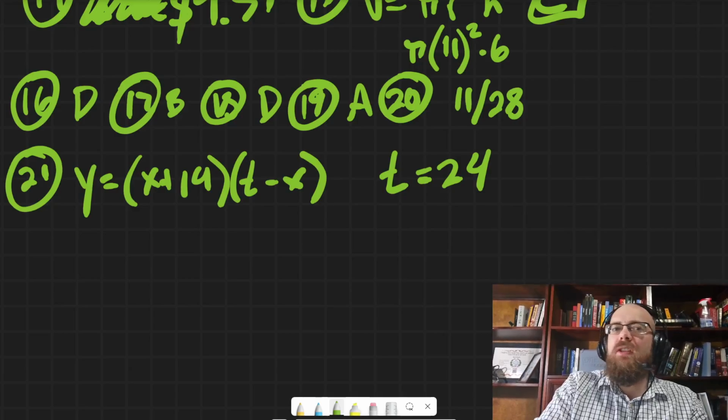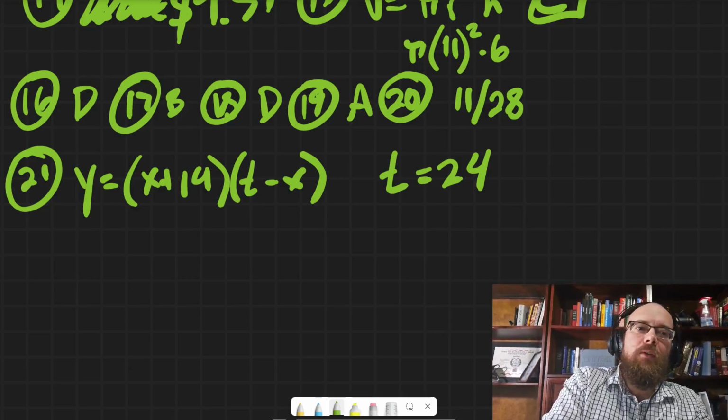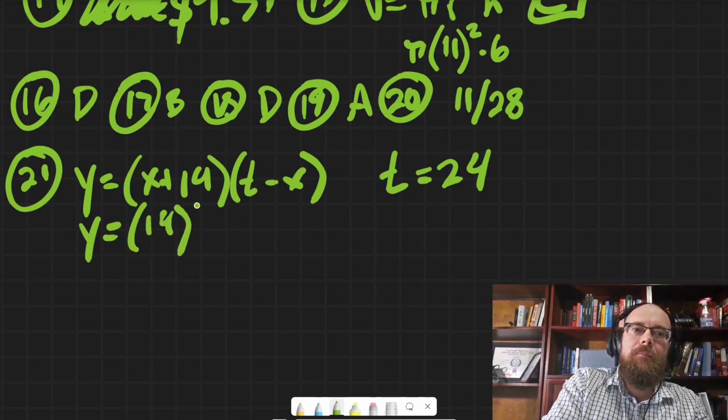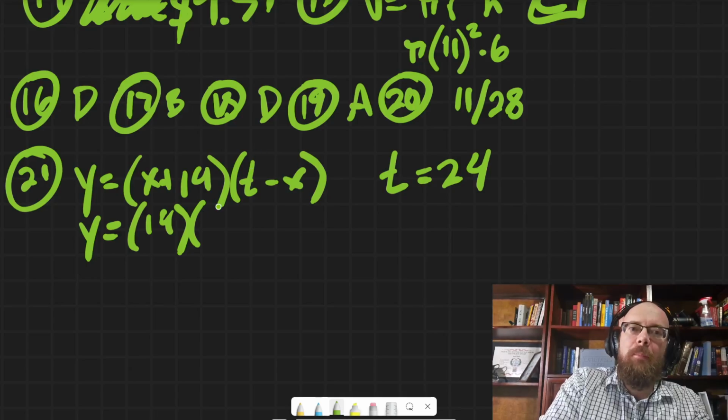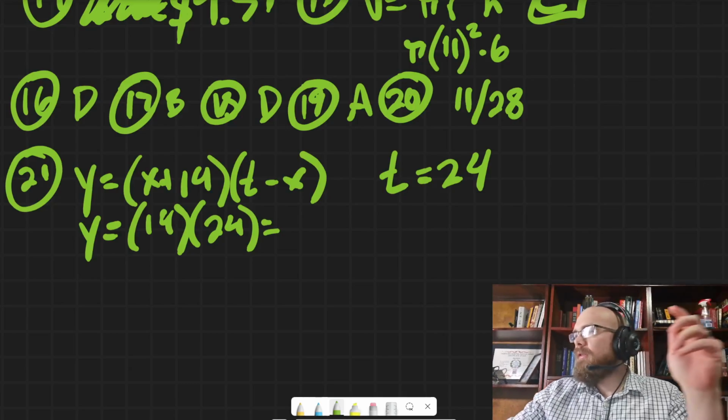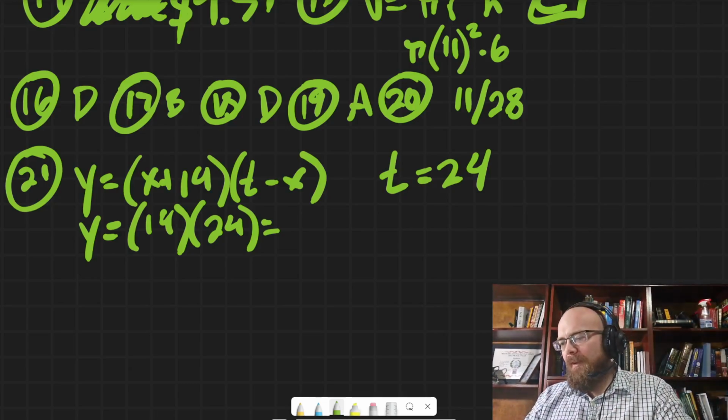But they want the value of g of 0, so that means we're going to be plugging in 0. So y is equal to 0 plus 14, and then that's going to be 24 minus 0, so 24. So the answer is going to be 14 times 24. That was actually kind of a fun one, like a little puzzle. 14 times 24, 336.